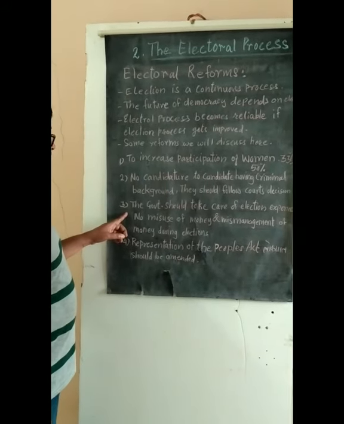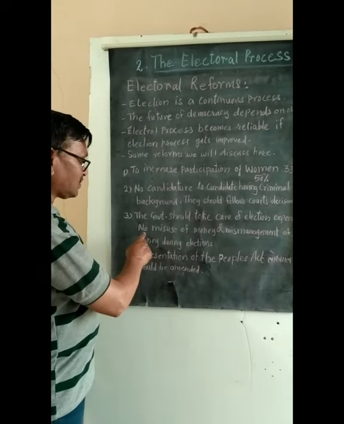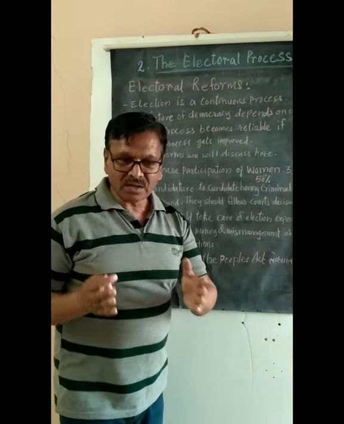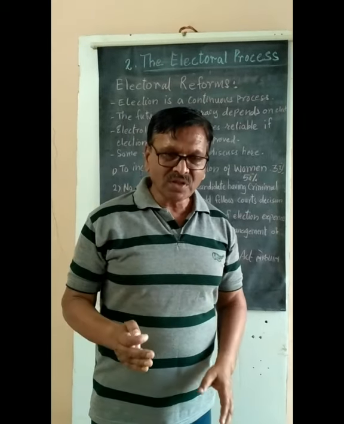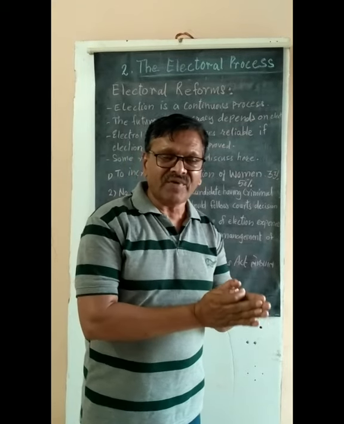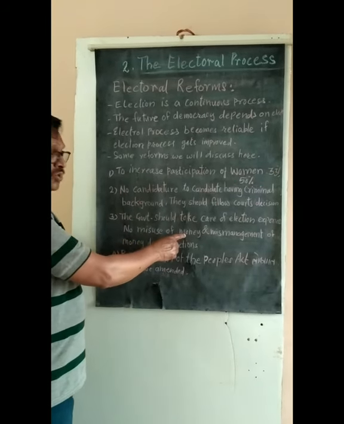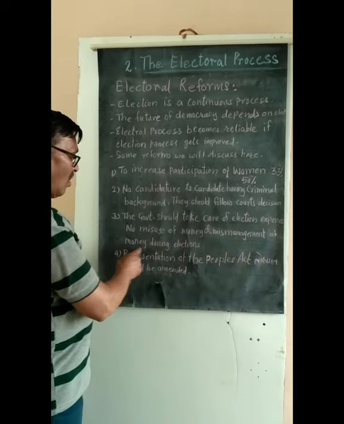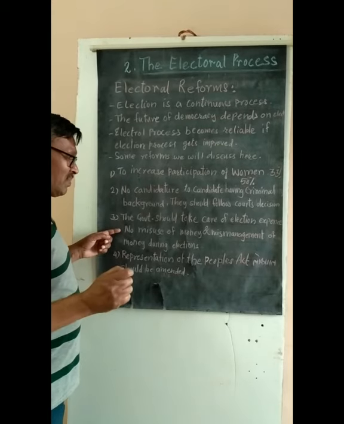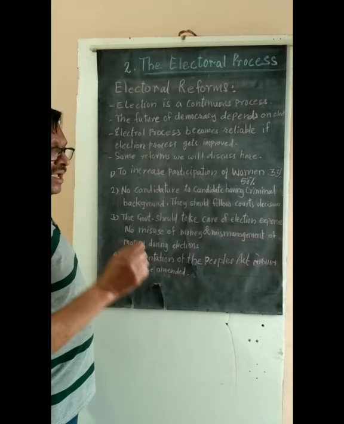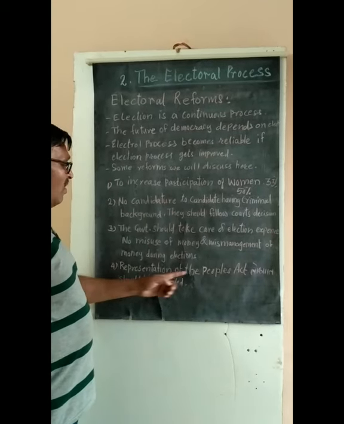The next reform which is suggested over here is that the government should take care of election expenses. First of all, to conduct the Lok Sabha election throughout the nation is very expensive, and for this the government should keep separate funds, and also they should take care of these funds. Then no misuse of money should take place, as well as no mismanagement of money during election should take place. So we have to see that no misuse, no mismanagement, and election expenses have to be kept intact by the government.